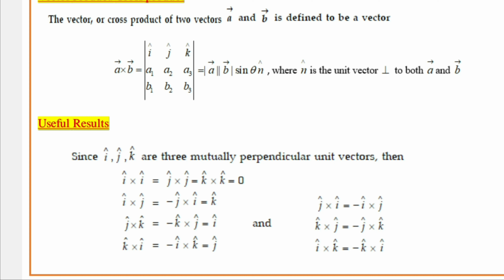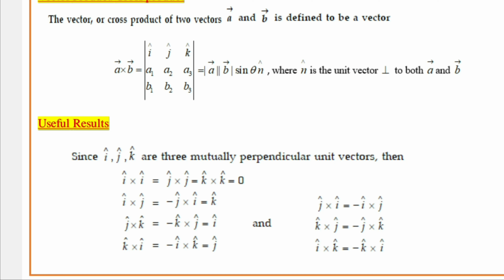Again, remember that here it is quite different. i cap cross i cap is the same as j cap cross j cap, which is equal to k cap cross k cap, which is equal to 0. Dot product is different, cross product is different. Remember, i cross i, j cross j, k cross k is 0. Similarly, i with j will give k, the other vector. j with k will give the other vector i. k with i will give the other vector j.